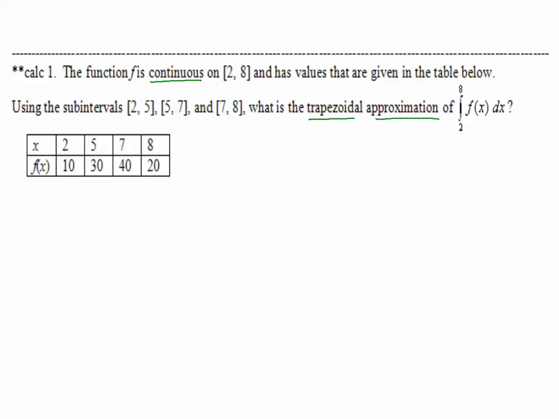So it shows that we're starting at 2, ending at 8, and we're using these subintervals. So we're saying from 2 to 5 is that first subinterval of a trapezoid. Now remember the formula for area of a trapezoid, 1/2 times height times base 1 plus base 2. That's the area of our trapezoid.